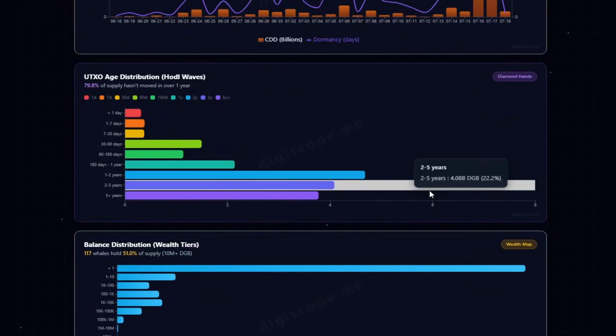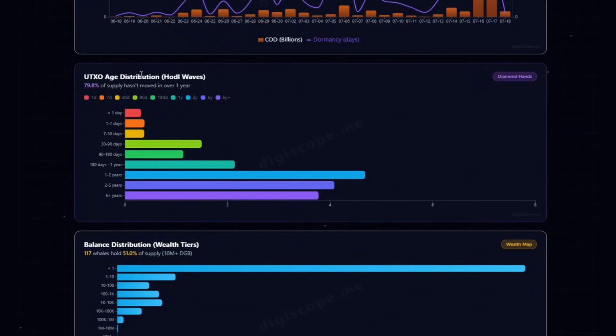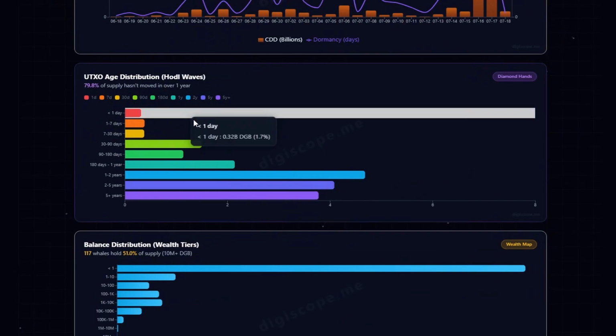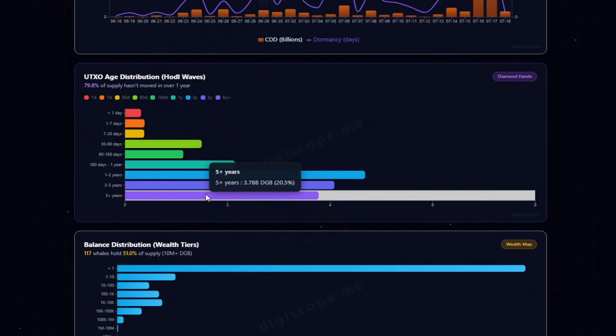Another cool thing I want to touch on is the UTXO age distribution, aka the HODL waves. You can see that a lot of addresses haven't even been touched for over 5 years.